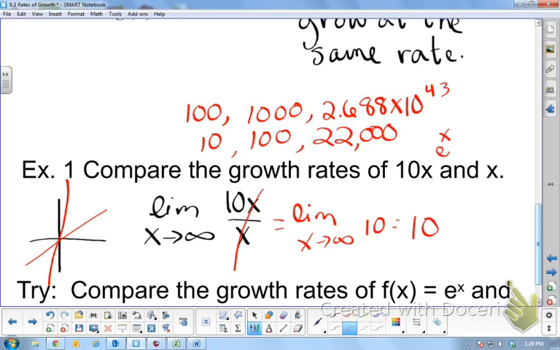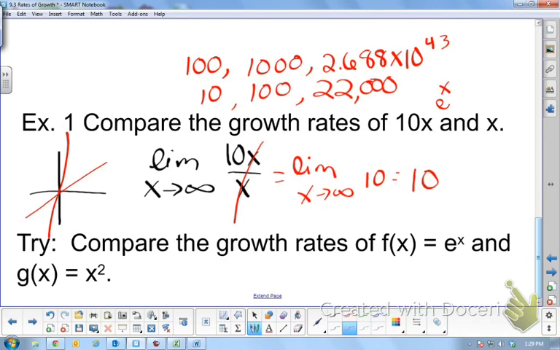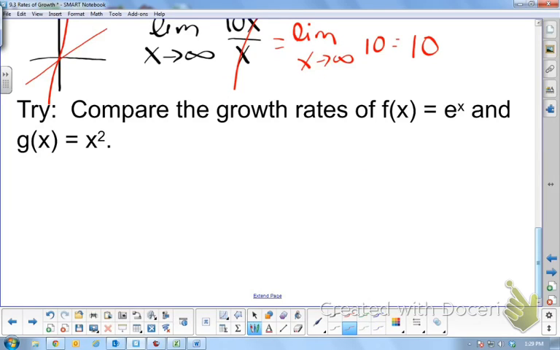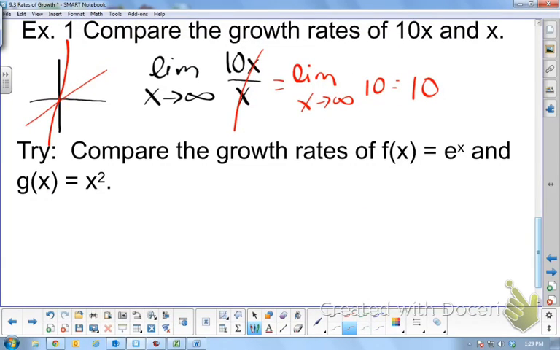Okay, so I want you guys to try this one. We have e to the x and x squared. Which one do you expect to grow faster? We have an exponential and we have a polynomial. Probably going to be exponential. You have to put in the limit on your own. You're applying the limit to check it, so you know you're going to do limit as x approaches infinity, and then you have to decide how you're going to stack the functions.